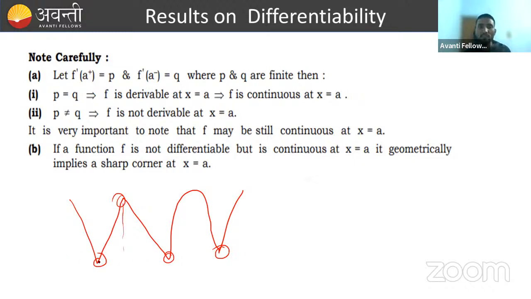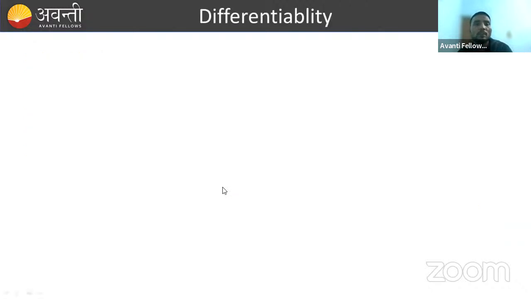So there are 4 points where there is a sharp turn. So this function is a continuous function, right? But there is a sharp turn. So at those 4 points, it is not differentiable. At the 4 points, it is not differentiable. Okay, so these are the points that you need to keep in mind.